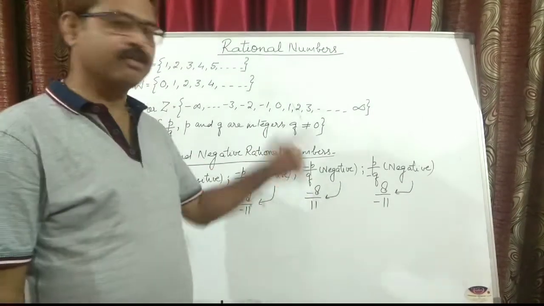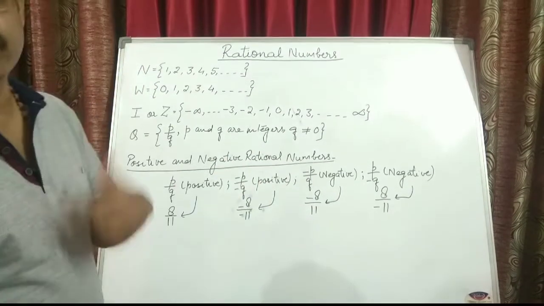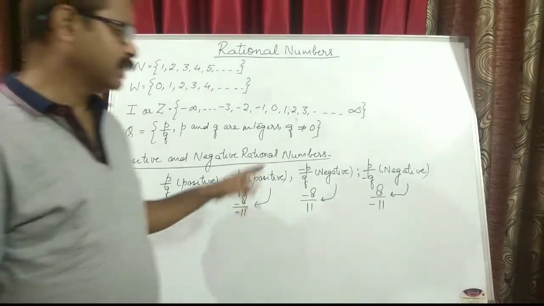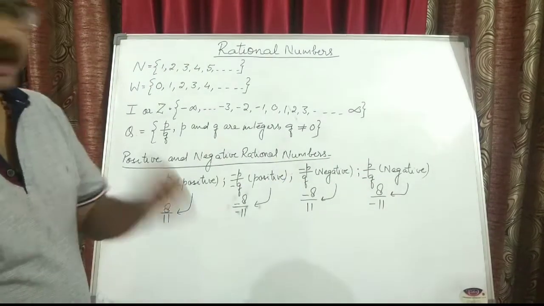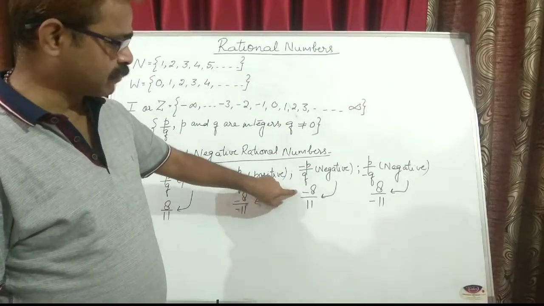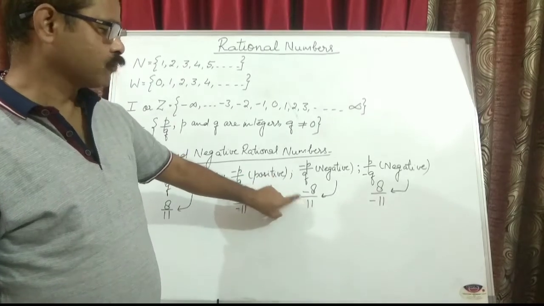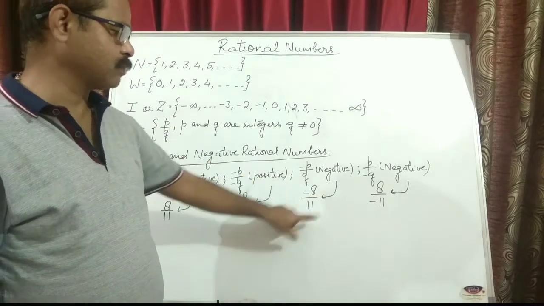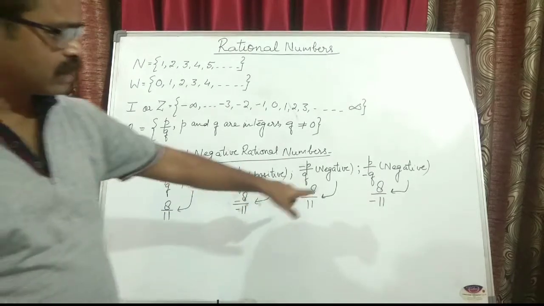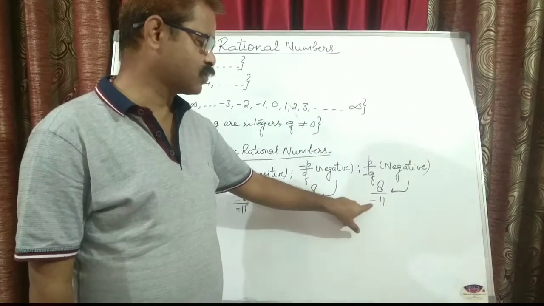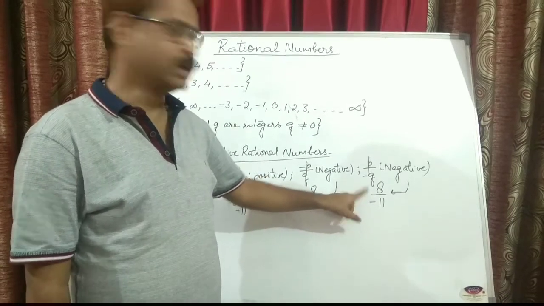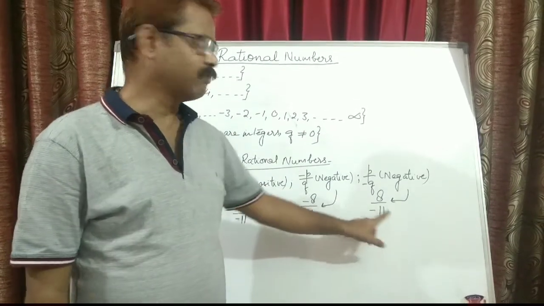But if any one of P or Q is negative, then the rational number will be a negative rational number. In the first example, I have taken minus 8 upon 11, so this rational number will carry the minus sign. In the second, I have taken 8 upon minus 11, so in this case also, minus will be carried with this rational number. So in both cases, the numbers will be negative.